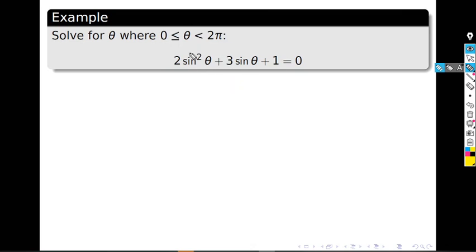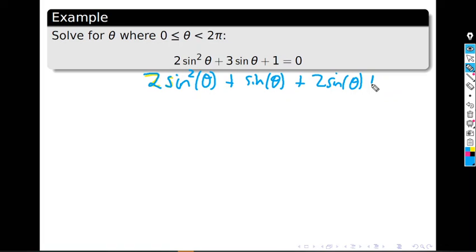So for this one, it's not mnemonic, so I'm going to do a bit of grouping. I can see that if I split up that middle term, I just change it to blue. If I have 2 sine squared theta, it's 2 sine squared theta plus sine theta plus 2 sine theta, just splitting up that middle term so I can do a bit of grouping, looking at the first 2 terms and then the second 2 terms separately, kind of factorize them in pairs.